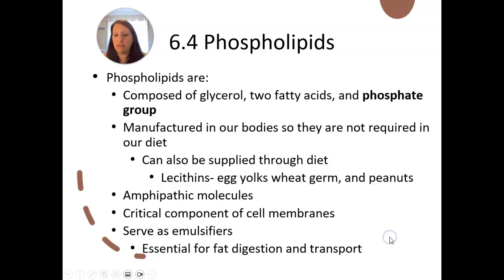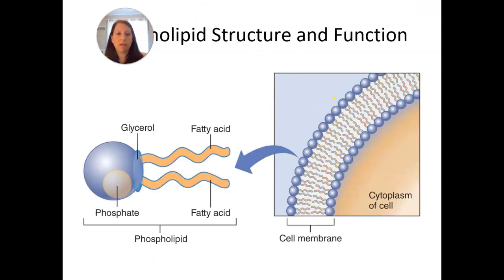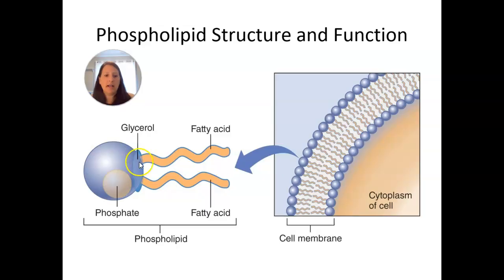Let's take a peek at what these look like. Here's the structure. Again, there's that glycerol backbone. We've seen that. And there are two fatty acids. Great. And these fatty acids can be saturated, unsaturated, or polyunsaturated; they vary. And then here is the phosphate head group, which again gives this molecule polarity, which means it's going to associate with water.